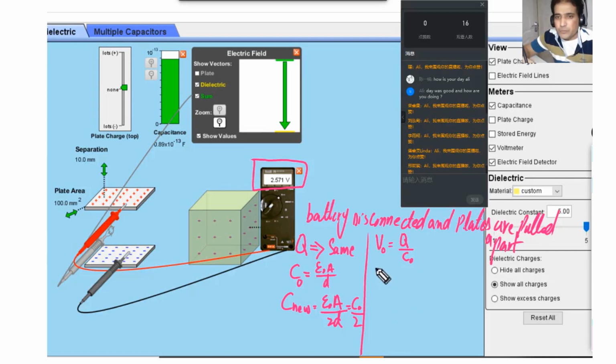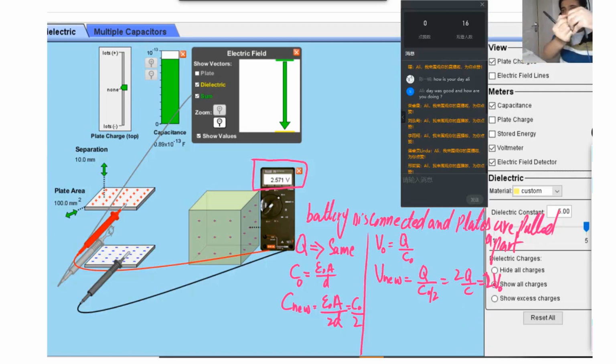And so from here we can say, how about V new? We can write down V new. The Q is the same, so we can simply say Q stays the same, and capacitance becomes half. So this becomes C naught by 2. So we will get from here 2Q over C. It means this is 2 times V naught. Voltage has increased. Voltage is double now, as you saw from this number.